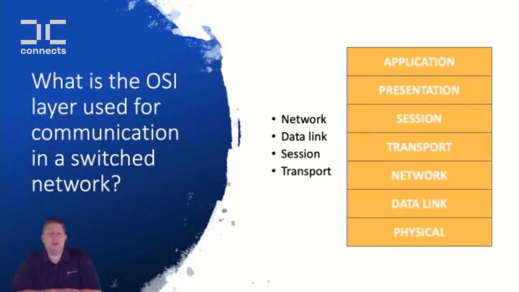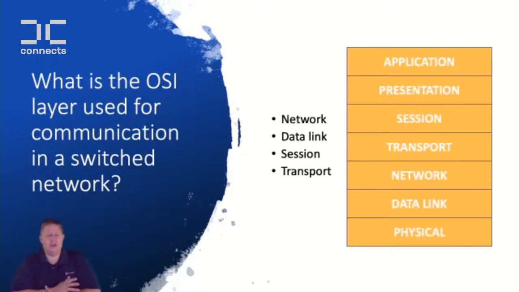So the first question here that we're going to address is, what is the OSI layer used for communication in a switched network? Okay, so we have a keyword that is one of the answers there, network, and another keyword there is switched. And so if we look over here to the right, we see the 7 layers of the OSI model. And you start at physical, then data link, then network, then transport, session, presentation, applications. So you're climbing the stack.